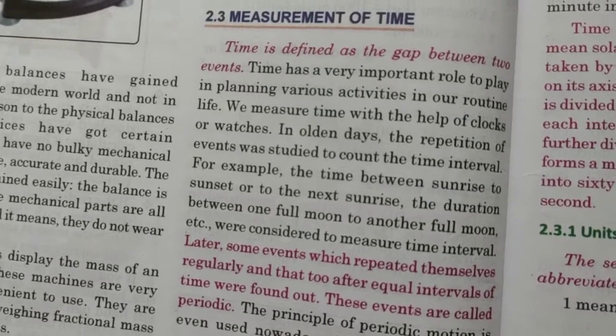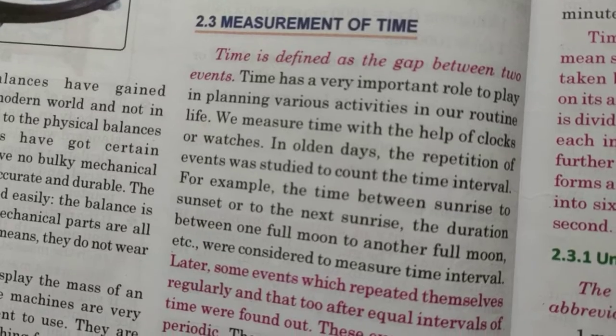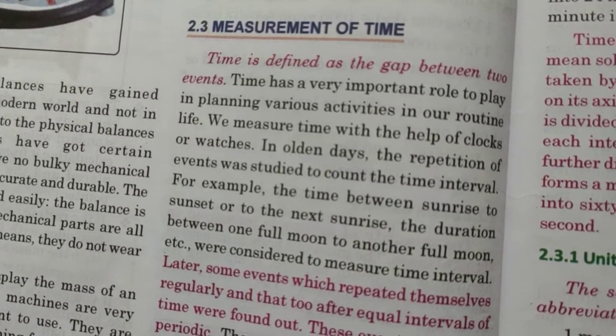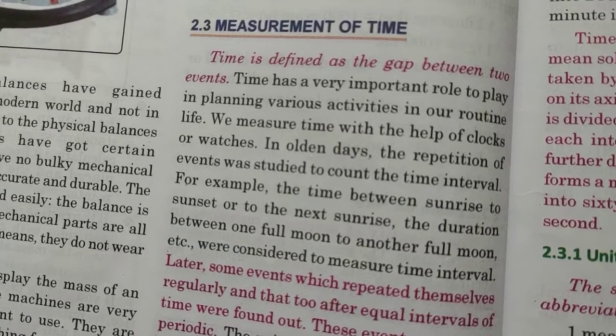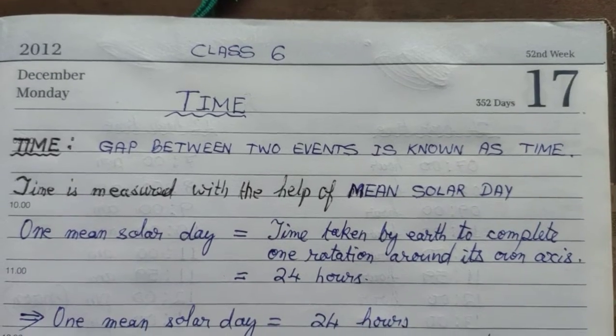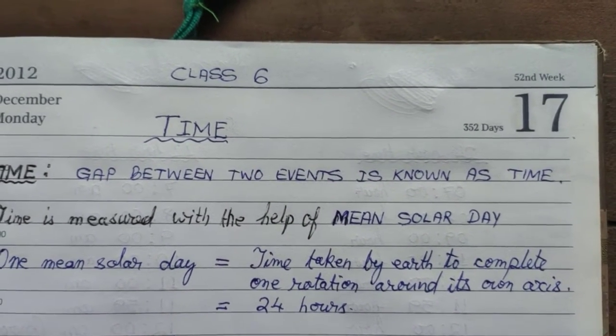Hello class 6. Today in physics we will learn about the next physical quantity, that is measurement of time. Next physical quantity is time, and how to measure time, that we will learn. First of all, we should know what time is. Time is defined as gap between any two events.